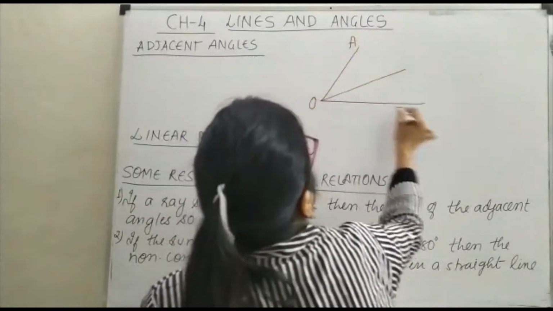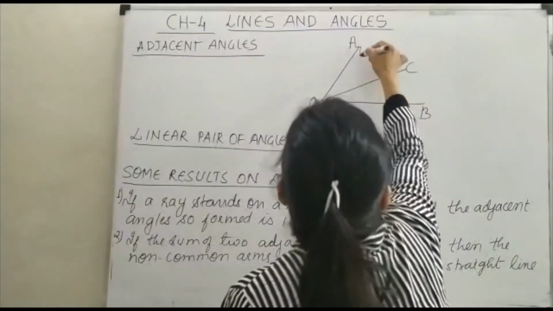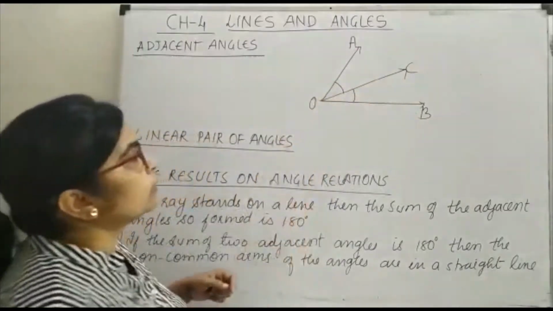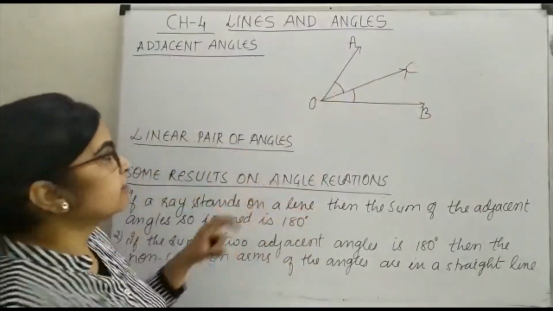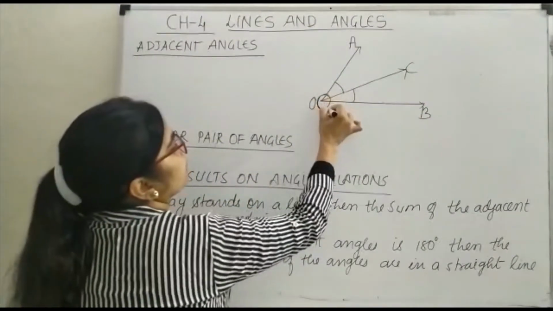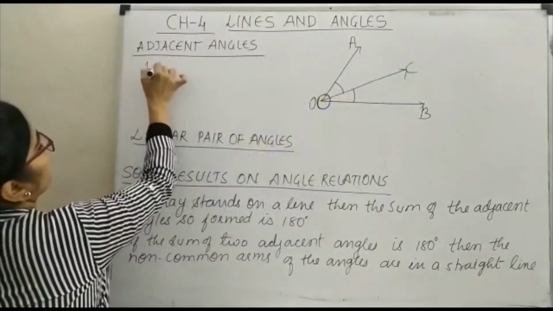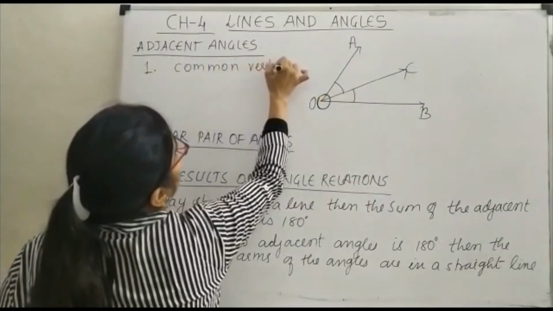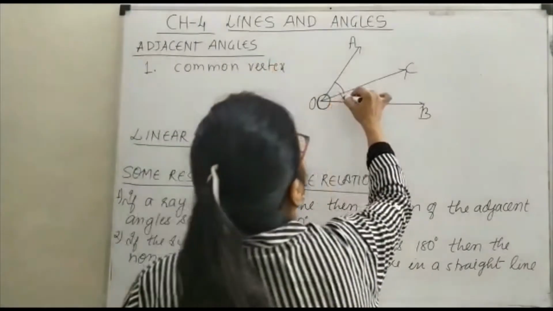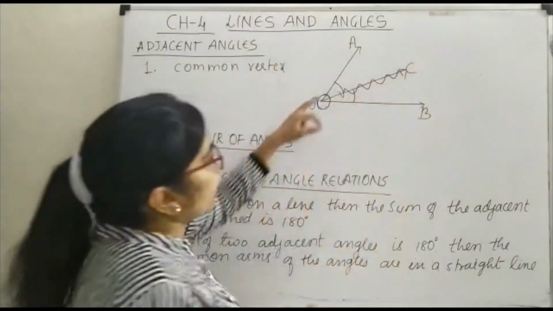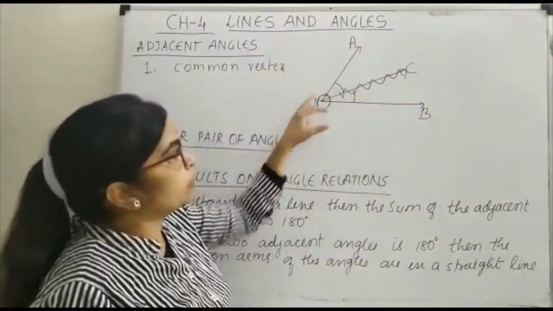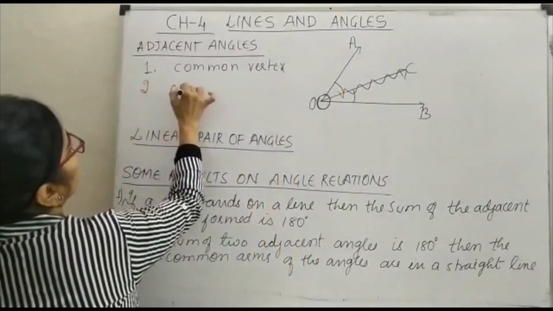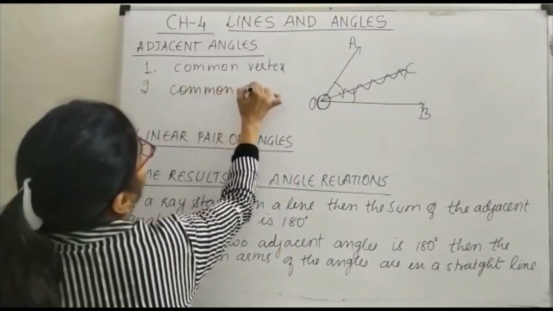A, O, B and C. You can see that angle AOC and angle BOC are adjacent. The reason: they have a common vertex. So the first thing you should remember is common vertex. Then they have a common arm. In these two angles AOC and BOC, OC is a common arm. So the second point is you should look for the common arm.